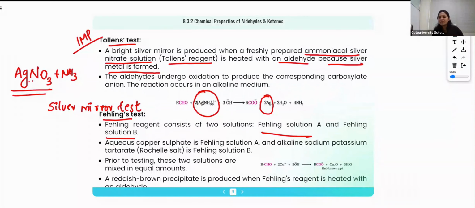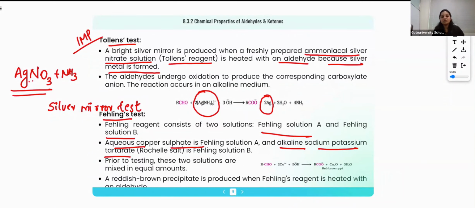Then what is Fehling's A and Fehling's B? Fehling's A is aqueous copper sulfate solution. And Fehling's B is alkaline sodium potassium tartrate. Okay. So we have to mix the copper sulfate, means Fehling's solution A, and Fehling's solution B. We have to take equal amounts. Take equal amounts of copper sulfate solution and sodium potassium tartrate solution and mix together. That is called a Fehling's solution. Fehling's A plus Fehling's B.